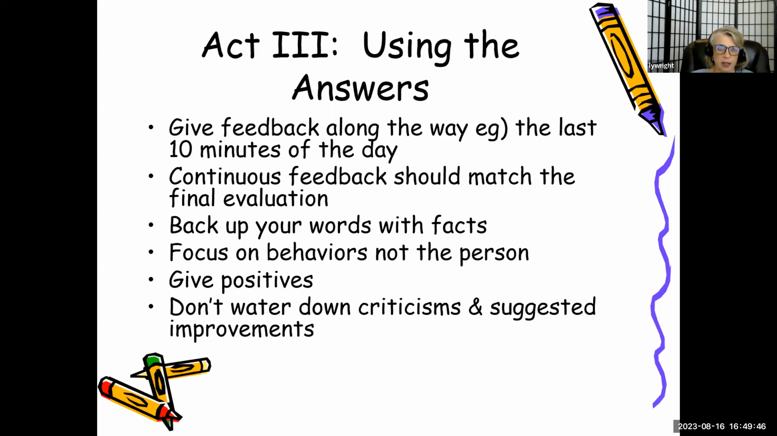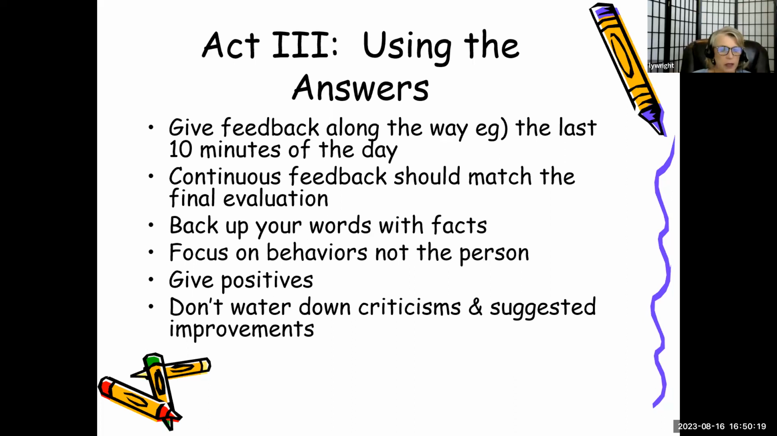And then, as I said, using those answers: continuous feedback. You can do it along the way, and it's very important to do it at the end of the day, wrapping up. You can even ask them, what do you think went well today? What are you most proud of today? And what was something from today that you think you need to continue to work on? How can I help you improve?